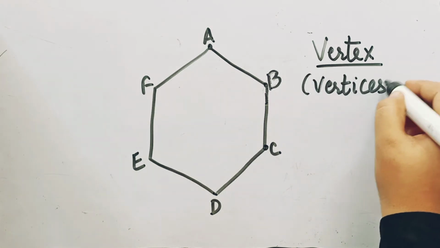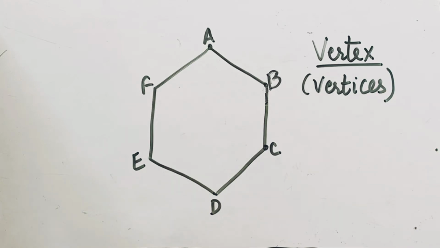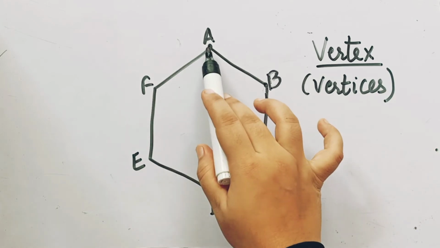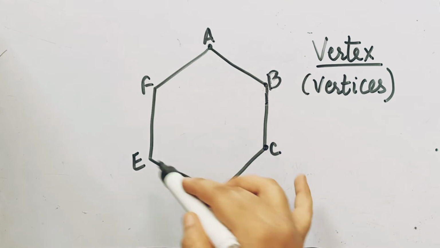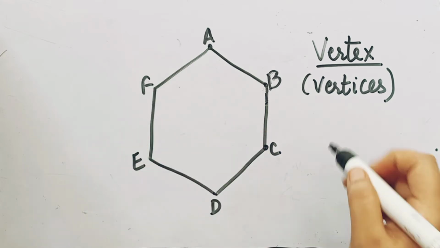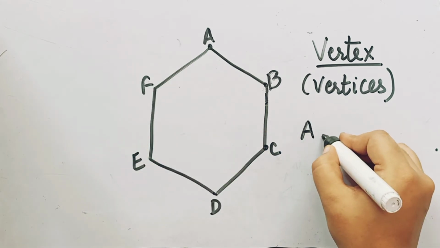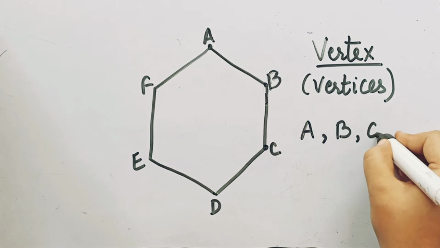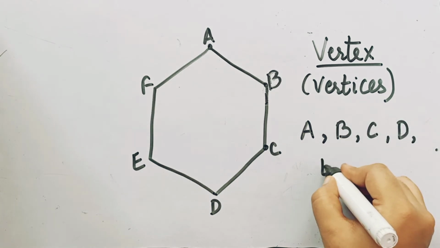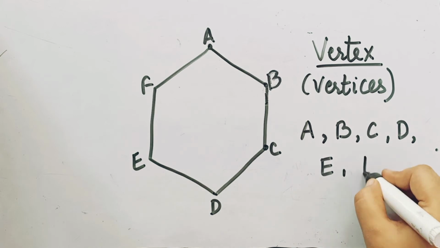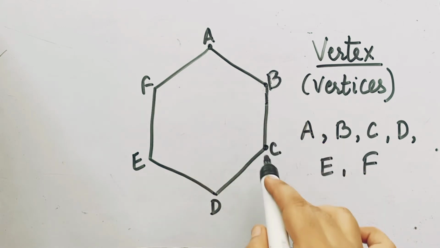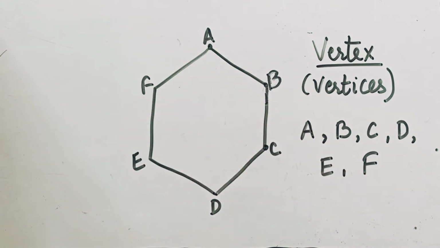Plural of vertex is vertices. So let's just see how many vertices this polygon has. 1, 2, 3, 4, 5, 6. So it has 6 vertices. What are the 6 vertices? The 6 vertices are A, B, C, D, E and F.